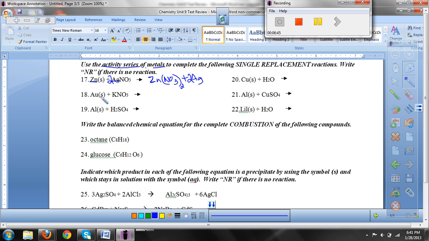Gold is so lazy, it's very, very low on the activity series that no reaction will occur because it is a lot less active than potassium. It will do no good to try to react it with potassium nitrate.